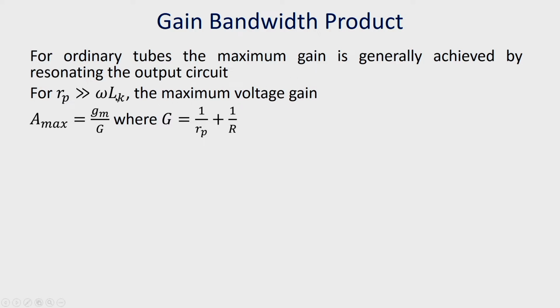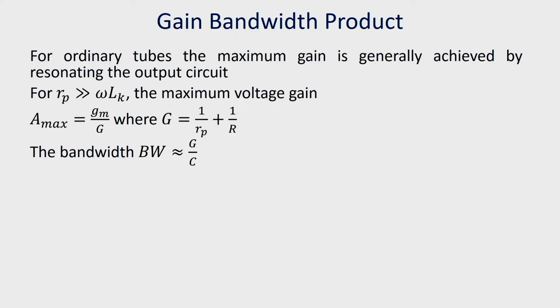For RP very, very large compared to omega LK, the maximum voltage gain A max, which is V output by VG, becomes equal to gm by G, where G is equal to 1 by RP plus 1 by R. Now, this particular condition occurs at resonance. Now, we find the bandwidth around this resonant frequency, where the gain falls from the maximum to 1 by root 2.